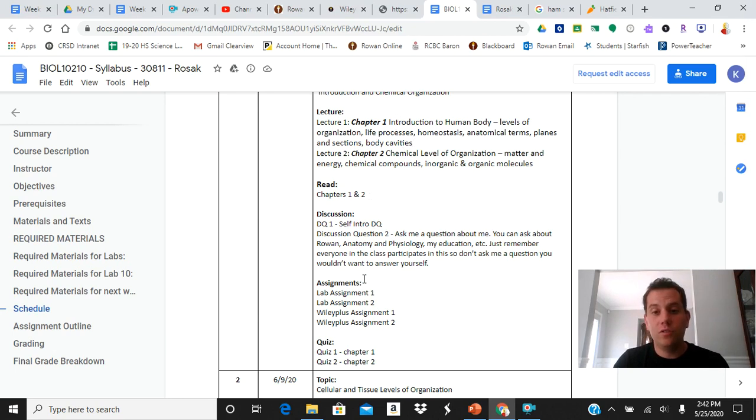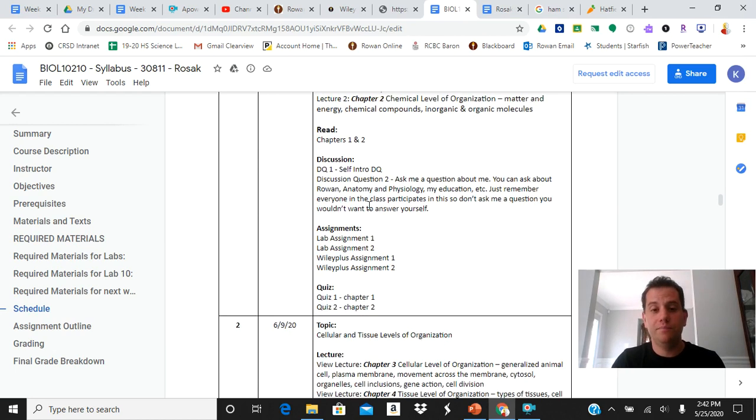The discussion board for this week says ask a question about me. It can be about Rowan, anatomy, physiology, my education. Just remember, everyone in the class participates. Based on my background information, if there's anything that you want to discuss with me, just to kind of get the ball rolling, that's the purpose of that discussion.